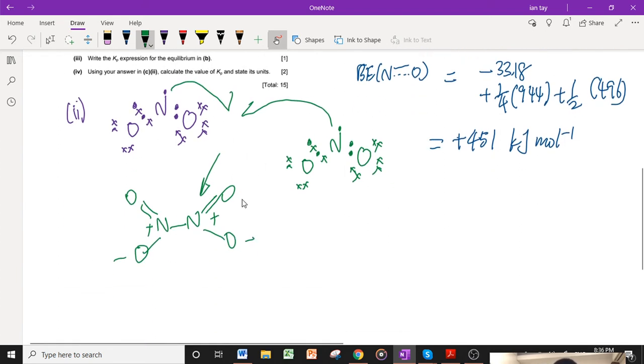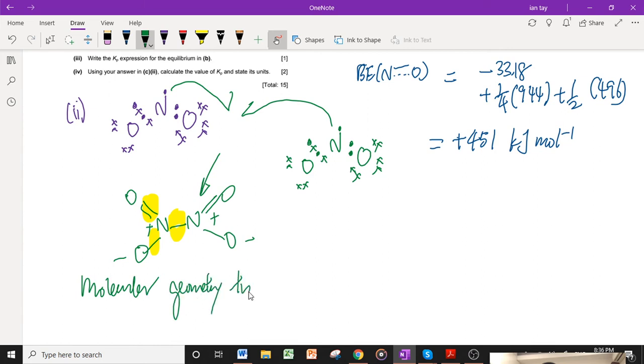For the shape about each nitrogen atom, as you can see, there are three regions of electron density, giving an electronic geometry of trigonal planar, and because there are no lone pairs, the molecular geometry is also trigonal planar.